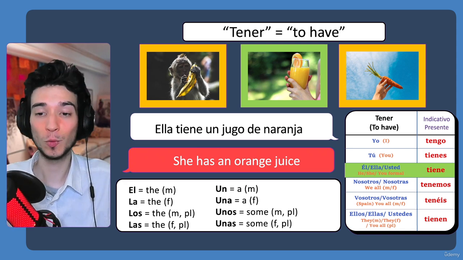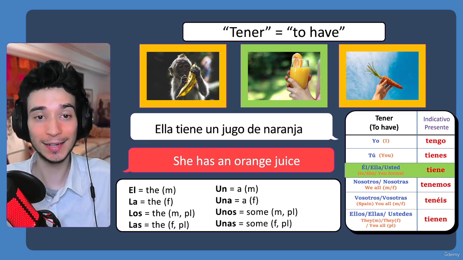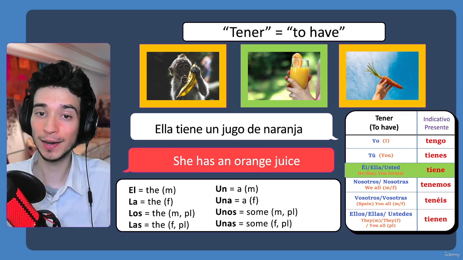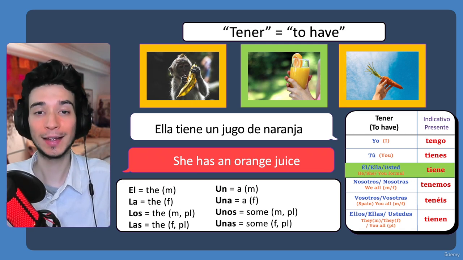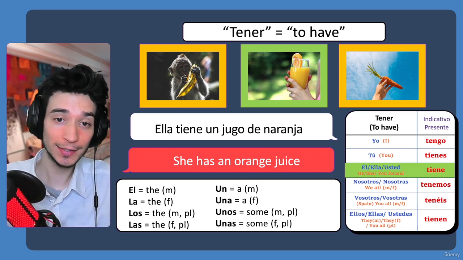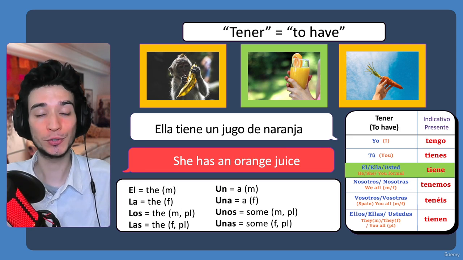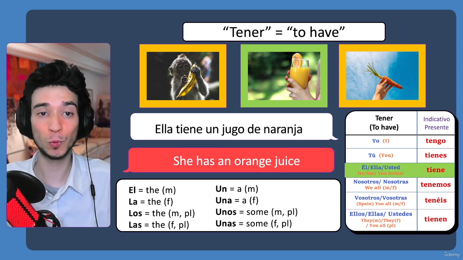Ella tiene un jugo de naranja. Jugo de naranja, orange juice. Ella tiene, she has an orange juice.